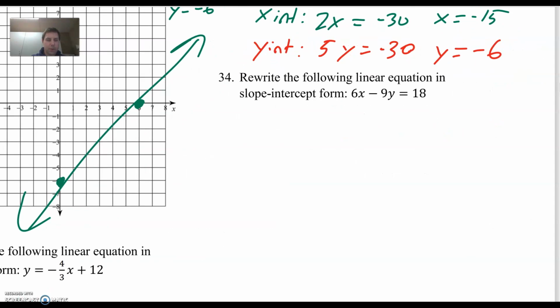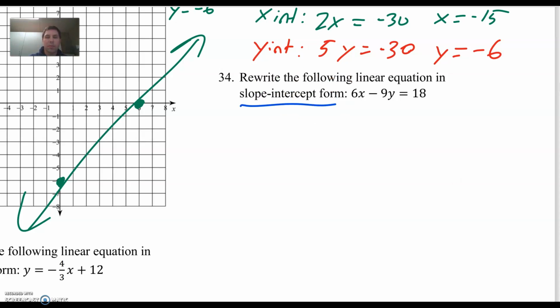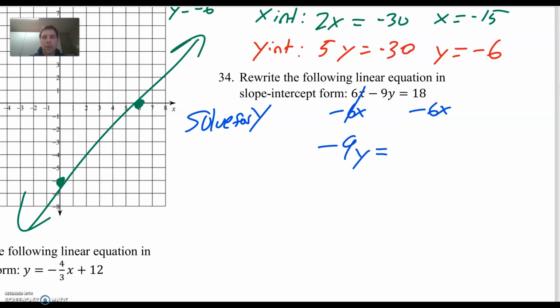Jumping down to 34. If I'm looking at 34, it wants me to rewrite into slope-intercept form. So that means I need to solve for y. So here, if I'm looking at y, I'm multiplying y by -9, and then I have to combine it with whatever 6x is. So let's get rid of this 6x, this positive 6x, by subtracting to both sides. That removes this. Now we're at -y is equal to, I'll write as 18 minus 6x. You can put -6 first, plus 18, that's fine. I'm just going to show you a slightly different version.